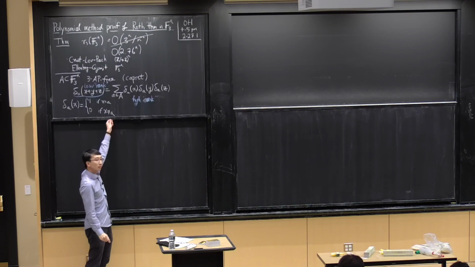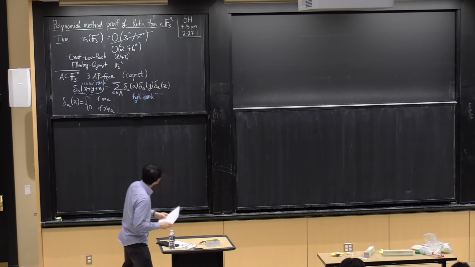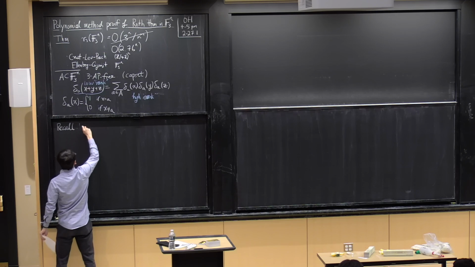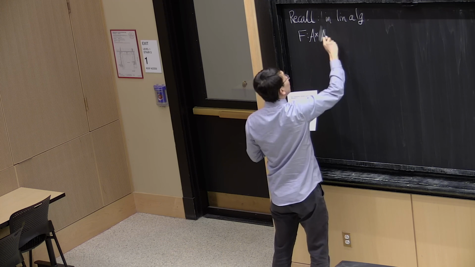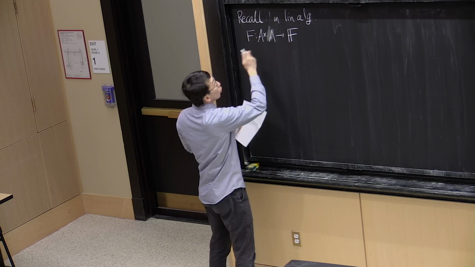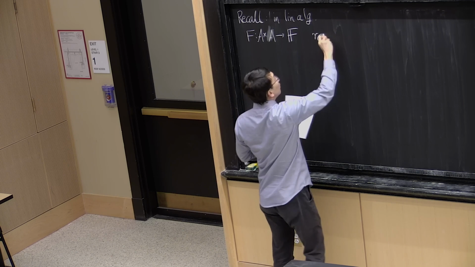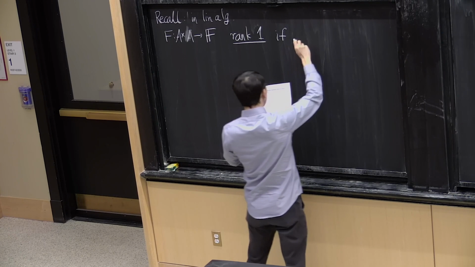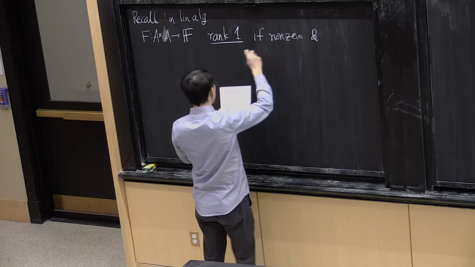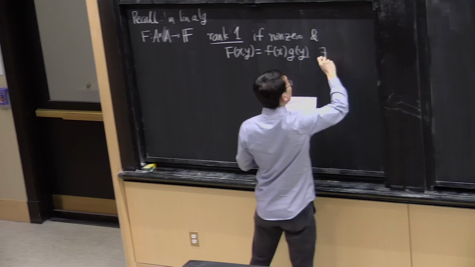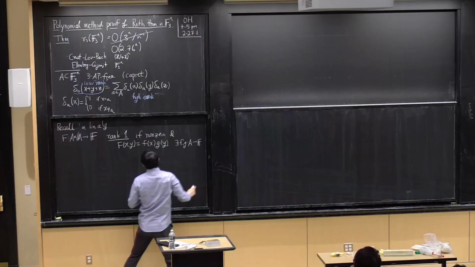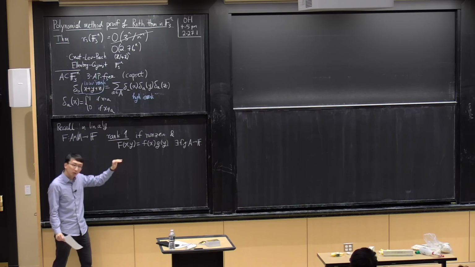All right, so what does rank mean? So recall from linear algebra, the classical notion of rank corresponds to two variable functions. You should think of F as a matrix over an arbitrary field F. Such a function or a corresponding matrix is called rank one if it is non-zero and it can be written in the following form: F of xy is f of x, g of y, for some functions that are one variable each. So in matrix language, this is a column vector times a row vector. That's the meaning of rank one.